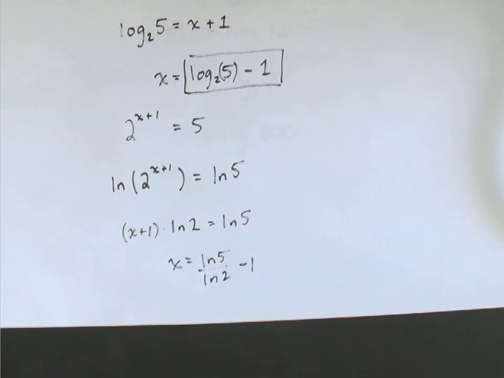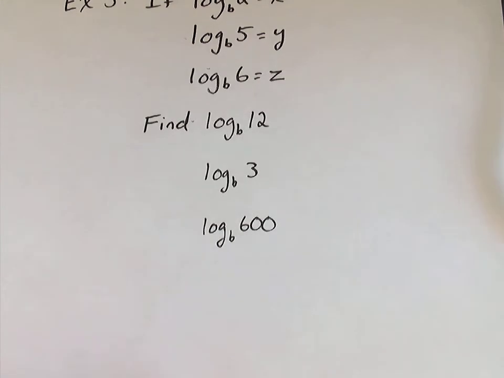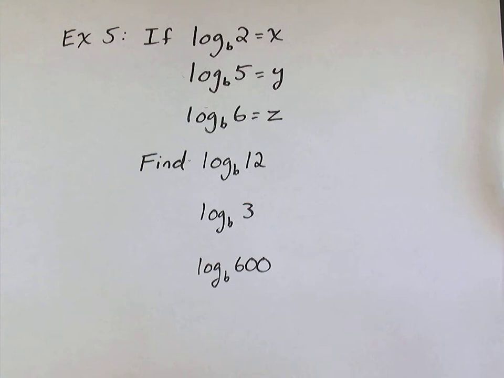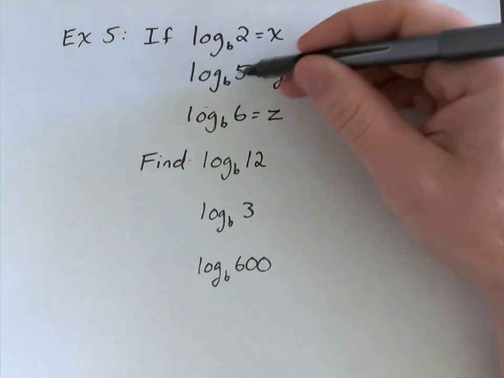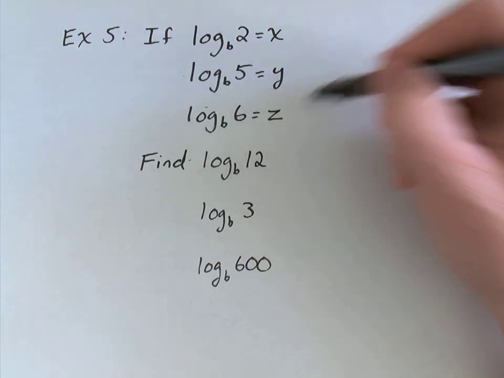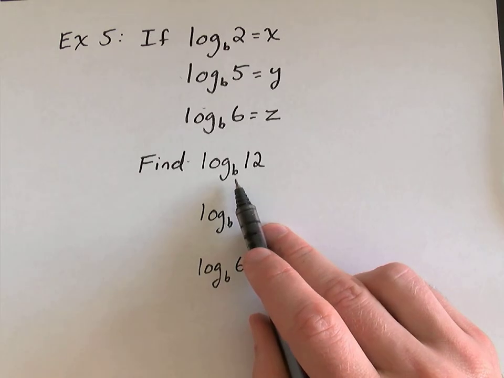Okay, last example. These problems are just little puzzles that you have to do occasionally involving logs to show that you know the different rules. Let's say we know that log base b of 2 is x, log base b of 5 is y, and log base b of 6 is z. Could we find some other log? Log base b of 12?